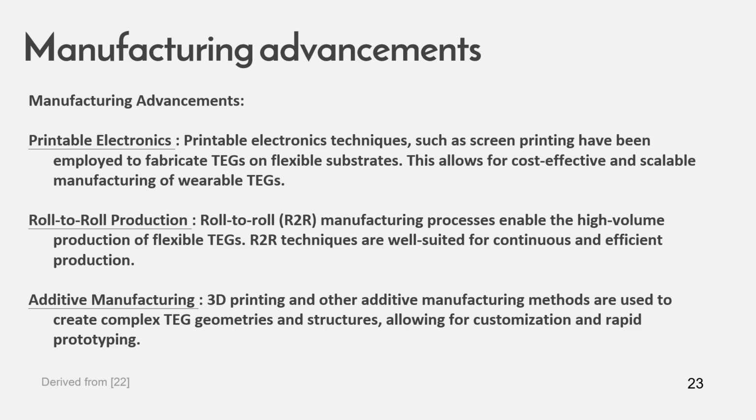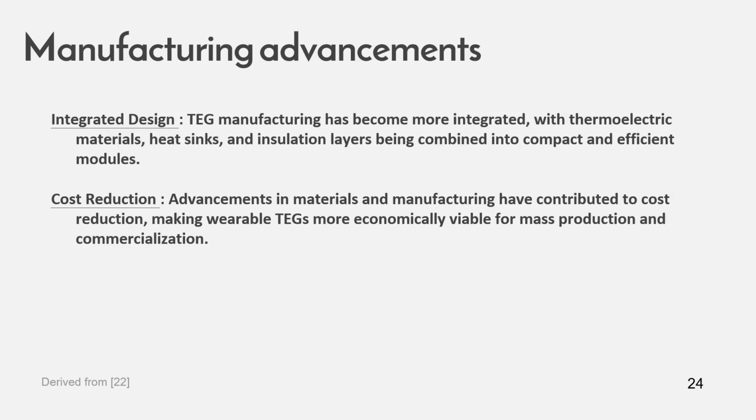3D printing and other additive manufacturing techniques are used to create complex TG geometries and structures, allowing for customization and rapid prototyping. So rapid prototyping and customization is required highly for the research and development of TGs and testing their efficiencies. So the improvement in additive manufacturing techniques is a boon to TG research and development.